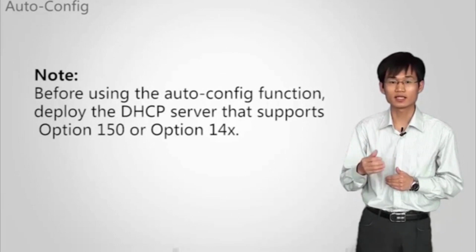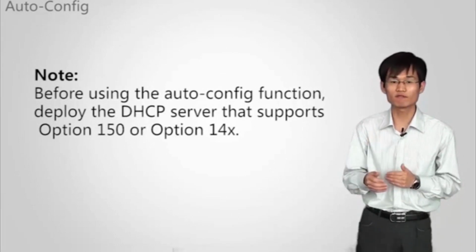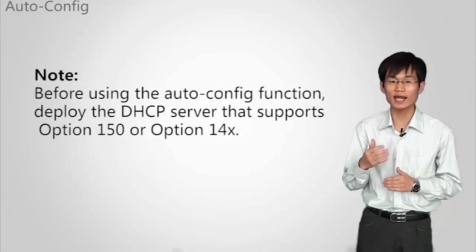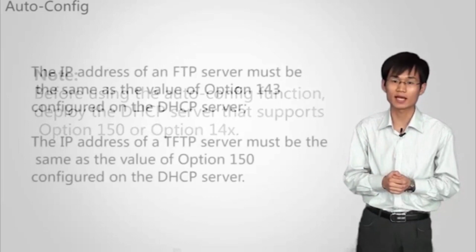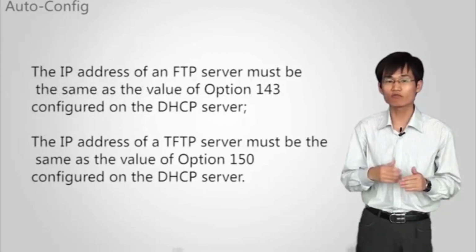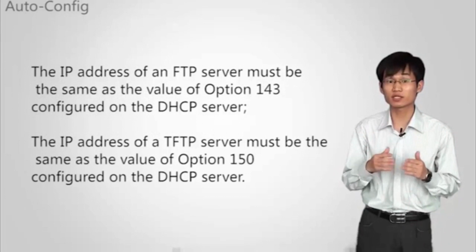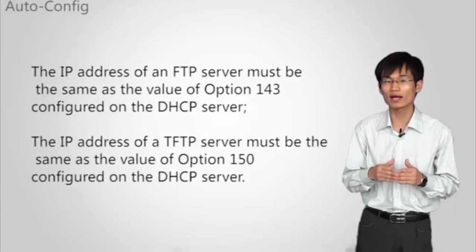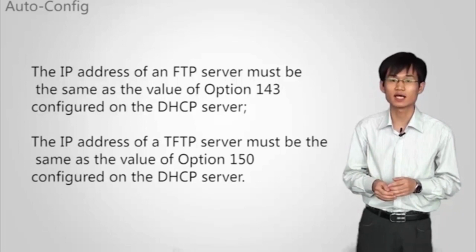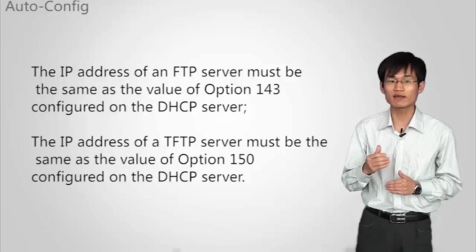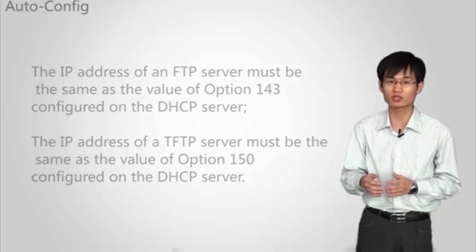Please note that before using the auto-config function, deploy the DHCP server that supports option 150 or option 143. The IP address of an FTP server must be the same as the value of option 143 configured on the DHCP server. The IP address of a TFTP server must be the same as the value of option 150 configured on the DHCP server.